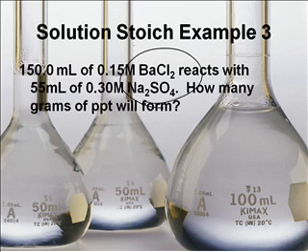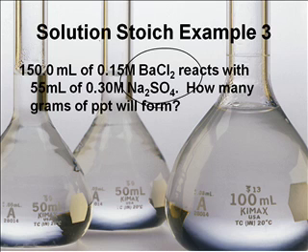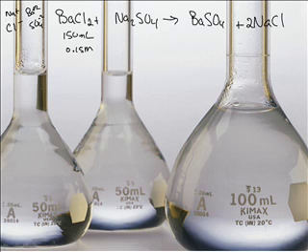Now what do I know here? I know I have 150 milliliters of barium chloride, and it's 0.15 molar. Now the sodium sulfate is 55 milliliters, and 0.3 molar. Now wait a second. We have 2 different M's and V's, don't we? So this is a limiting reactant and solution stoichiometry problem.